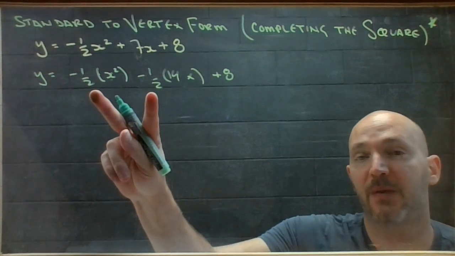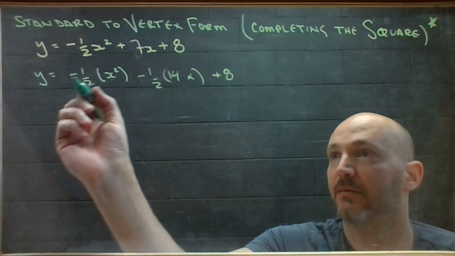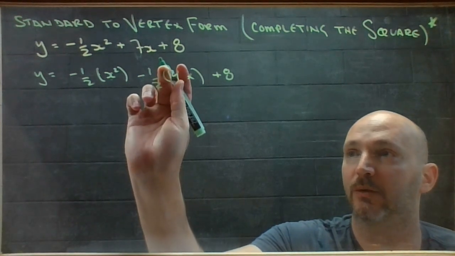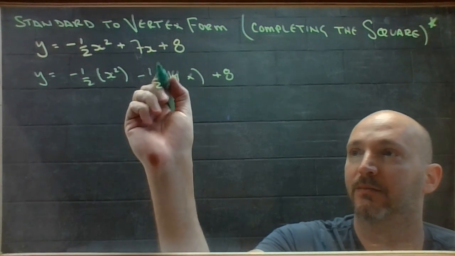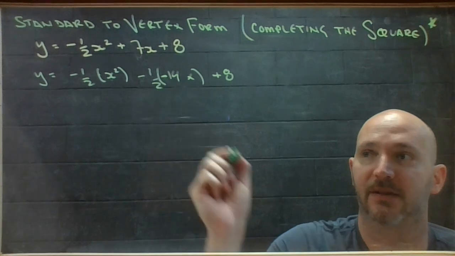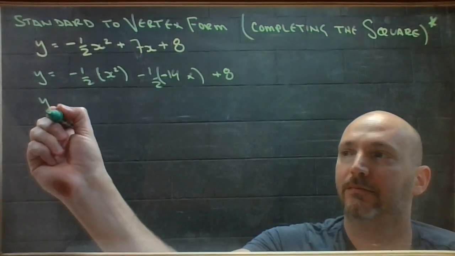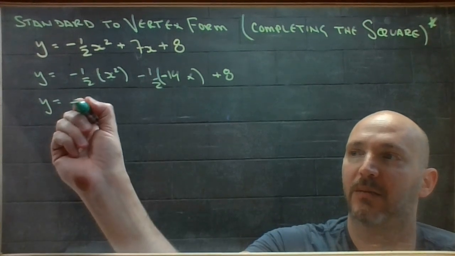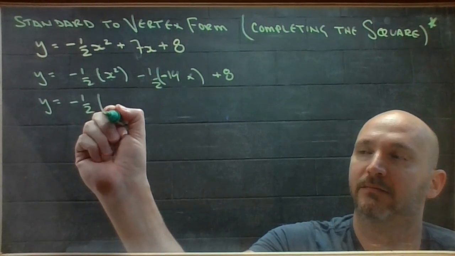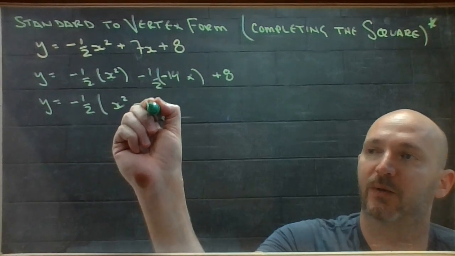I can see both of these things were multiplied by negative 1/2. Careful. In order to get positive 7, that's going to have to be negative 14. And so pull out my negative 1/2. That leaves an x squared and then negative 14x.